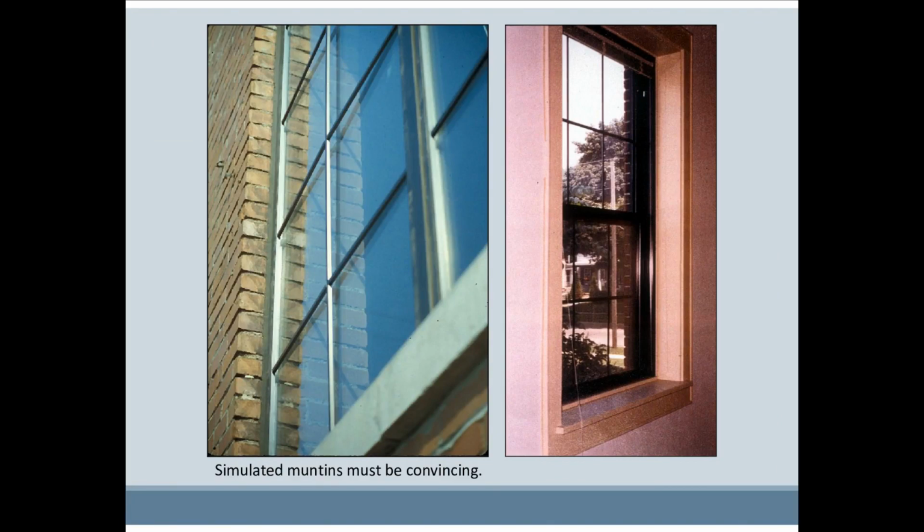Applied muntins must not appear obviously false. They may become deformed and bow out from the glass if they are not sufficiently rigid or well attached. An applied exterior grid without the in-between glass spacers or an interior grid does not adequately replicate authentic muntins.